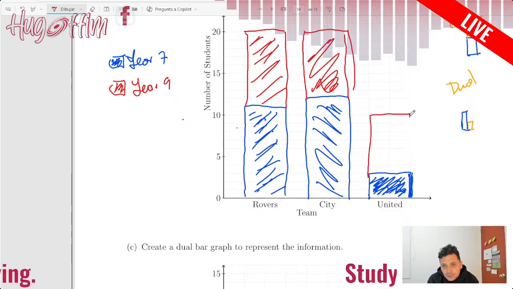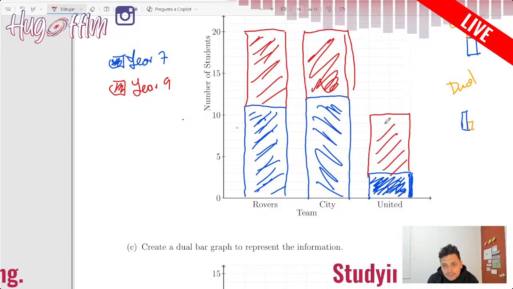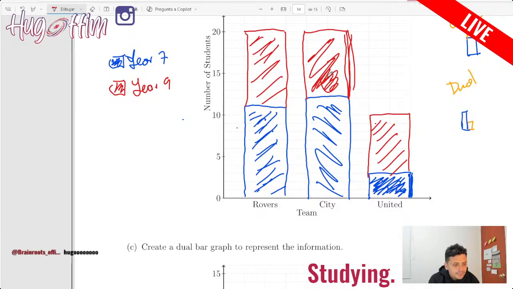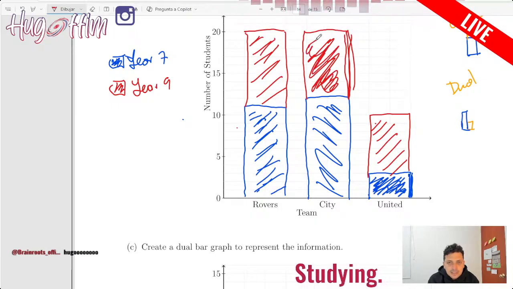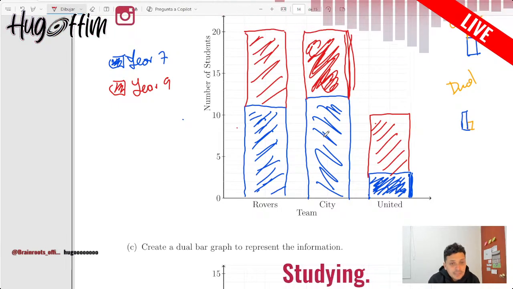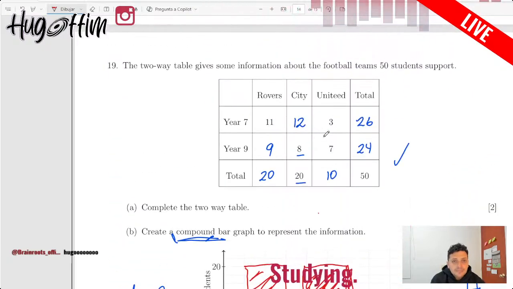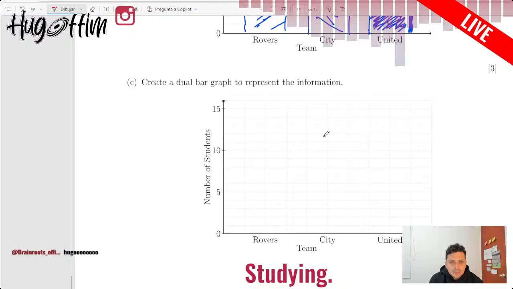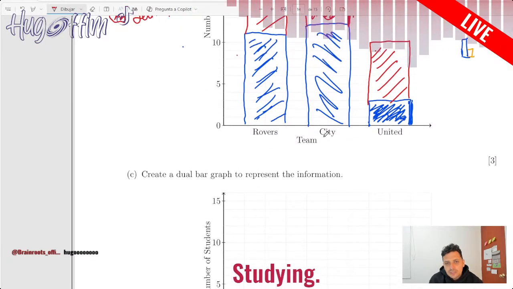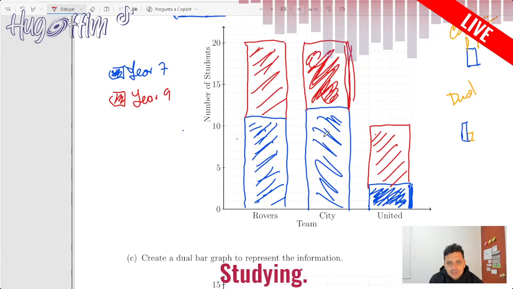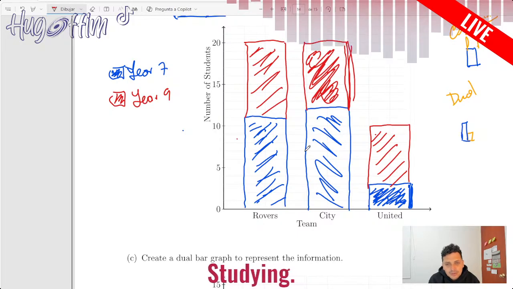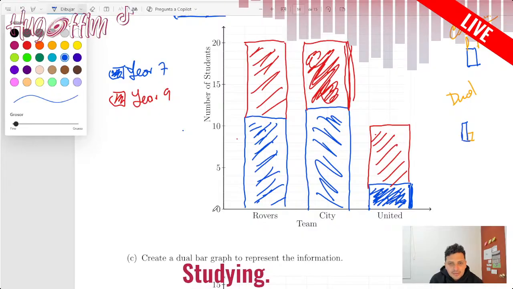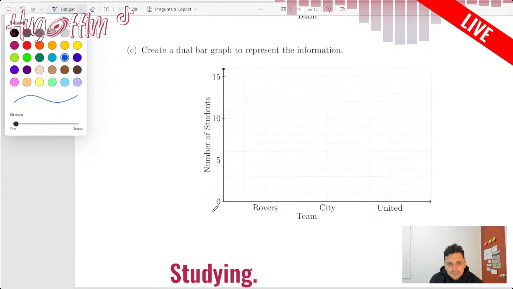This is how to do a compound bar graph. Okay, I'm sorry for this line. Looks awful. You see? This is how it is done. Now, it says create a dual bar graph to represent the information. So it's going to be kind of this graph, but the bars that I put here, I must put them on the side. So I'm going to do again the graphs 11, 12, and 3.